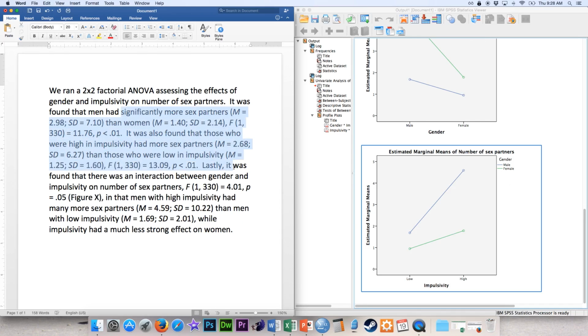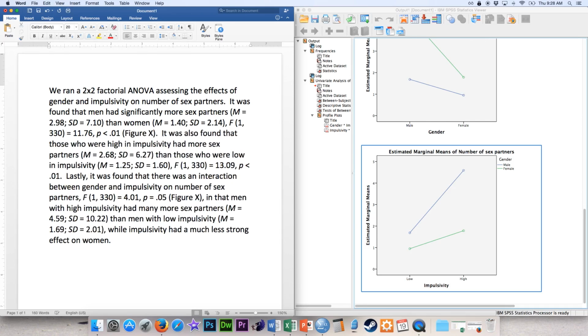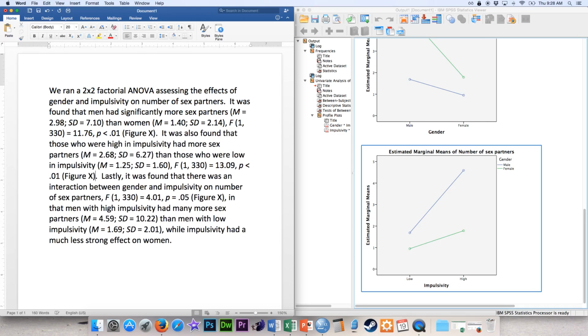But also we have some main effects right here, and even though we haven't created graphs for those yet, we will. So for this first one, you want to put a figure for the main effect of gender on sex partners. So that would be figure X. And then also the same thing, since impulsivity was significant, you want to put that in there as well. Most of the time, you only want to put figures in for significant findings, but for this research project, for your presentation, I want you to do figures for every finding, your two main effects and your interaction, even if they aren't significant.